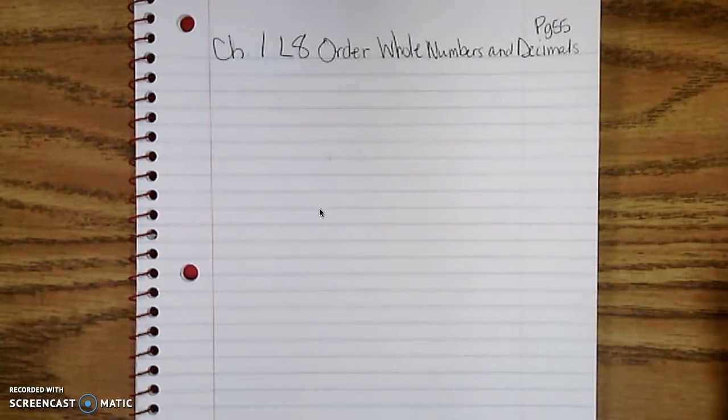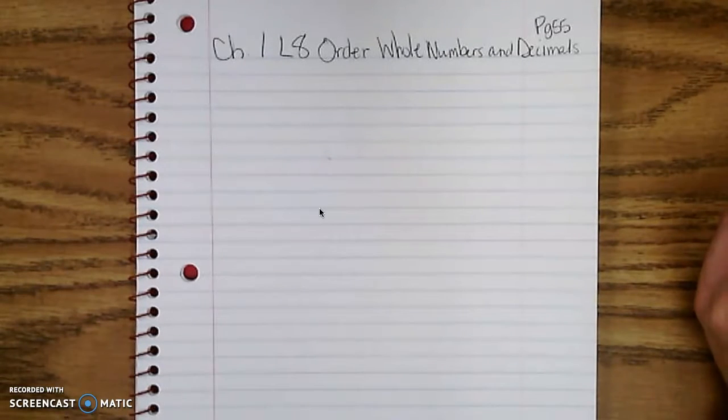And we are really going to look at, first of all, a whole number. A whole number is a number that does not contain a decimal or a fraction. It is a whole number without any extra pieces. And then obviously decimals are numbers that have decimals.